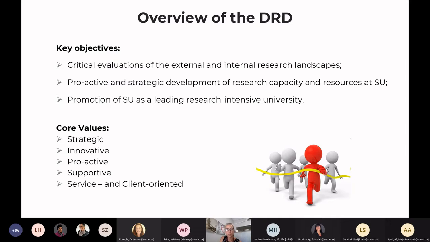So we really want to be strategic, innovative, and proactive in what we do. We don't only sit and wait for funding opportunities to be sent to us, but we also proactively go and look for opportunities out there that we can alert you to.